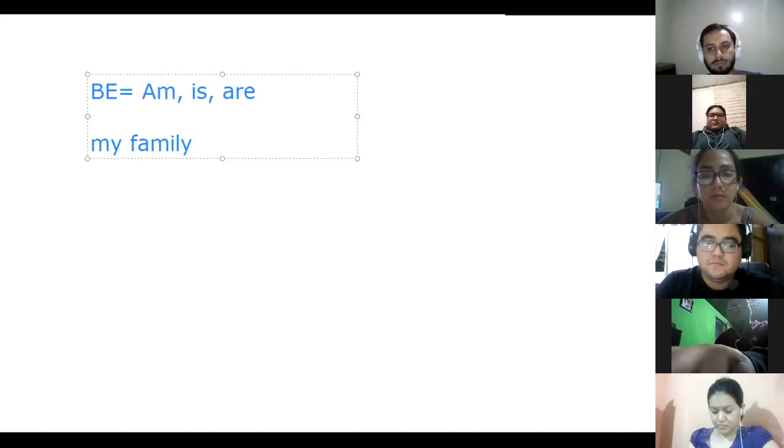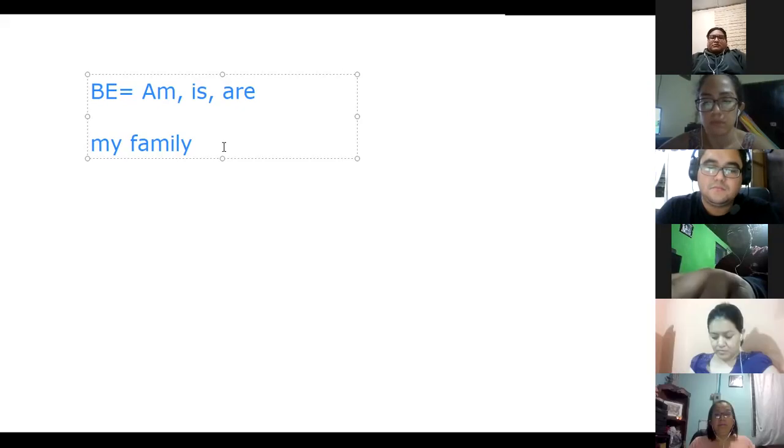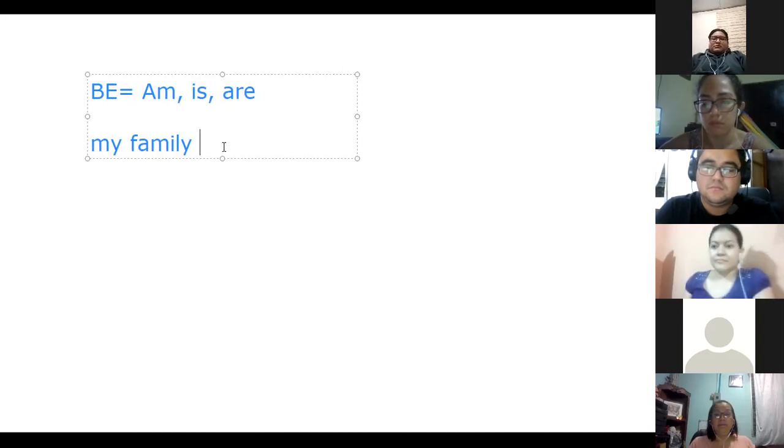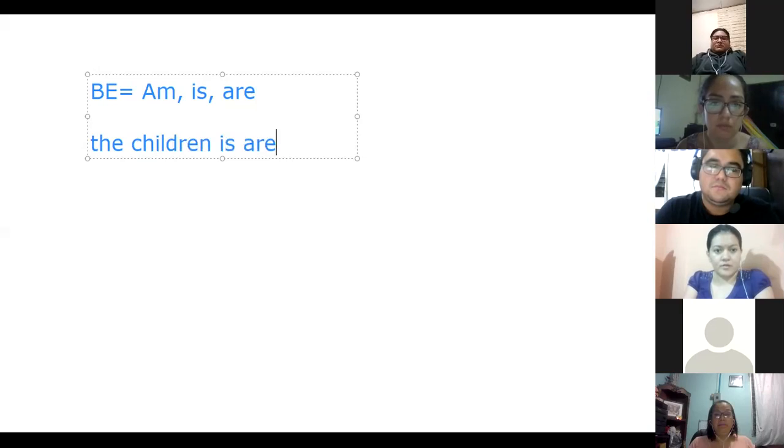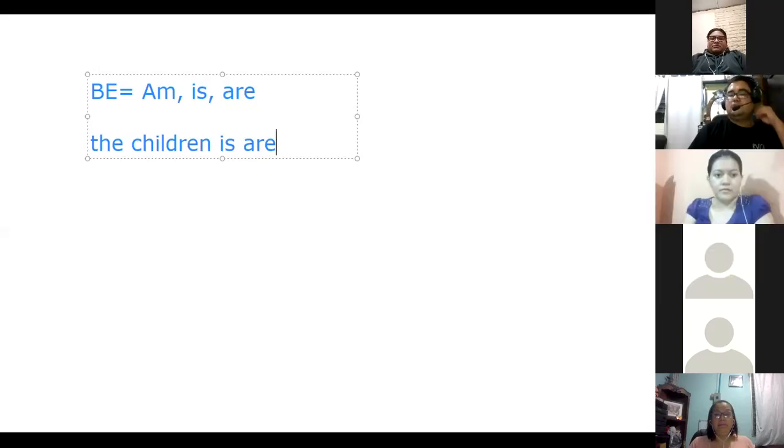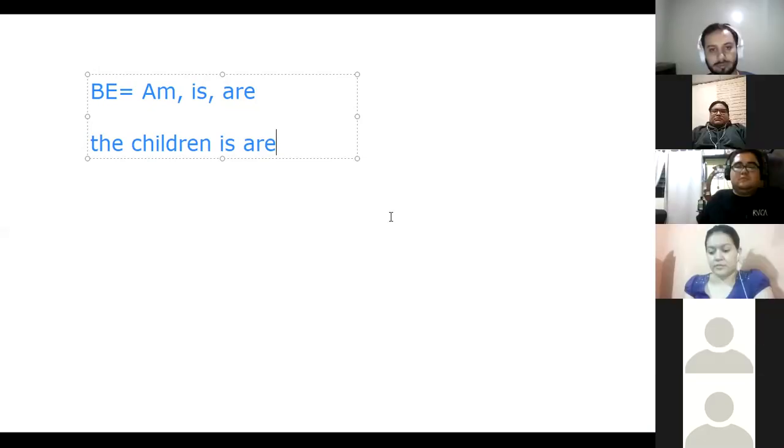There's only one family. Sometimes people think that when we talk about family, my mother, my brother, my sister, my cousin, my everybody, it's plural, but no, family is just one. So it's my family is. Exactly, it's singular. And I have another example. The children, is or are? The children is on the street, or the children are on the street. What is it? Are.